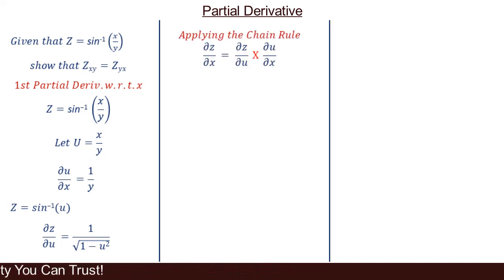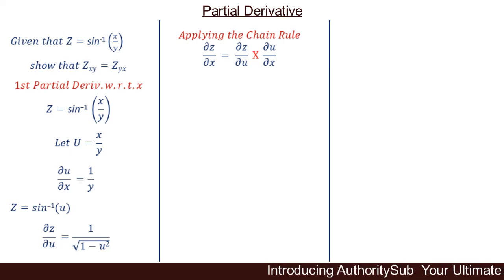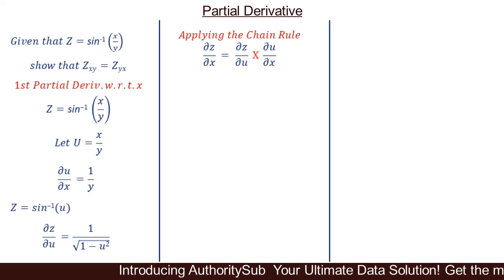So bringing this, we see that the partial z all over partial x that we are looking for is the product of these two derivatives that we have. That is the partial z all over partial u multiplied by the partial u all over partial x will give us partial z partial x. Are we together?